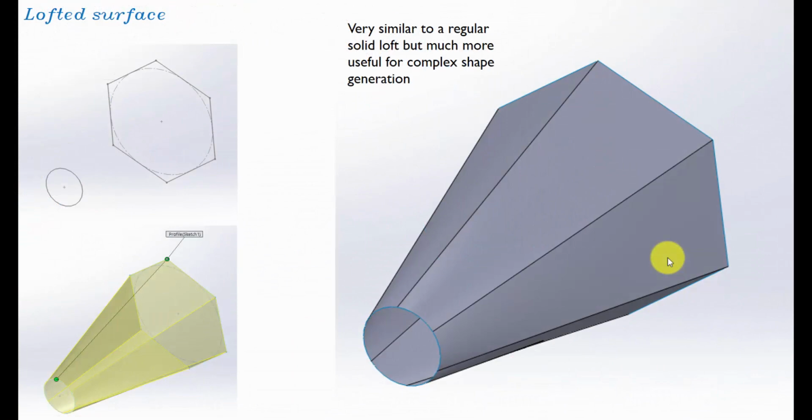And finally, a few words about a lofted surface. On the left of the screen, you can see the profiles that are used to create a loft between the circle, in this case, and the hexagon. And on the right hand side, what first looks like a solid is actually a shell. It's a hollow, zero thickness surface model of what appears to be this solid.